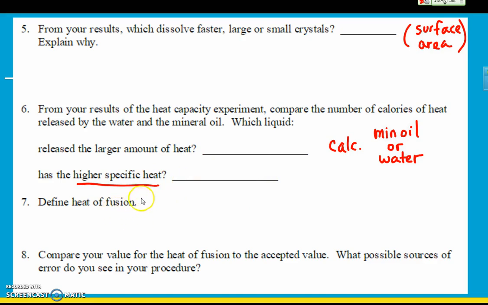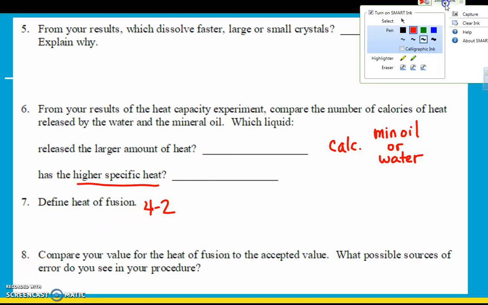Number 7, heat of fusion. It's on 4-2. Number 8, think about why our answer wasn't perfect and what source of error could have been present.